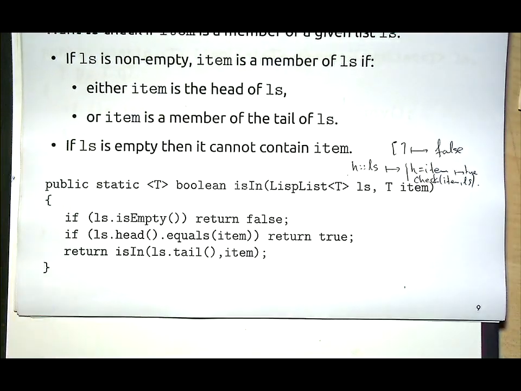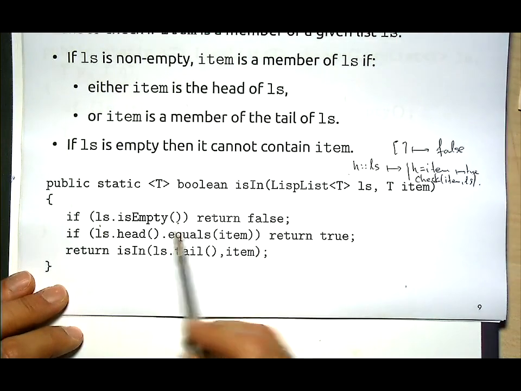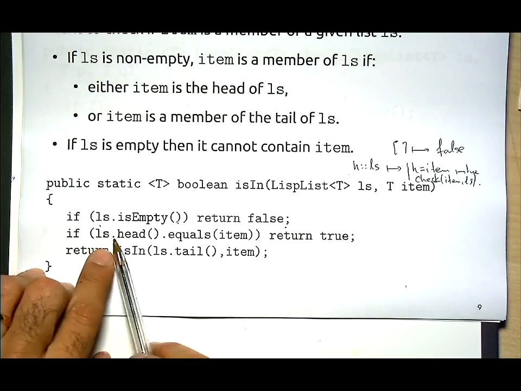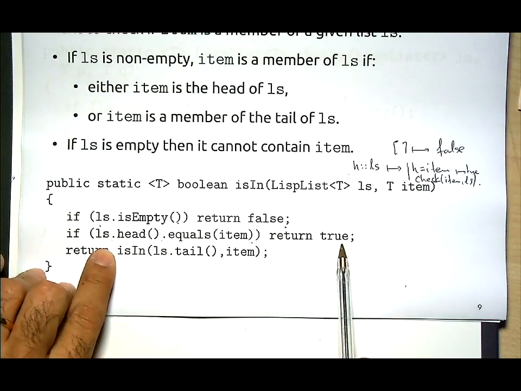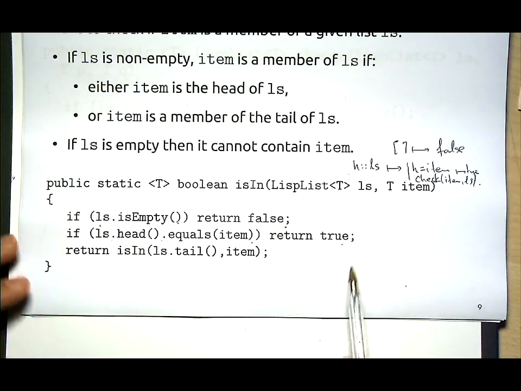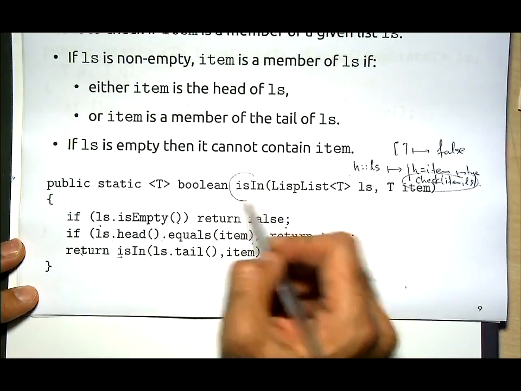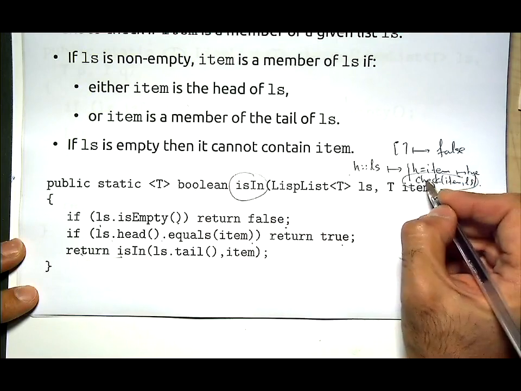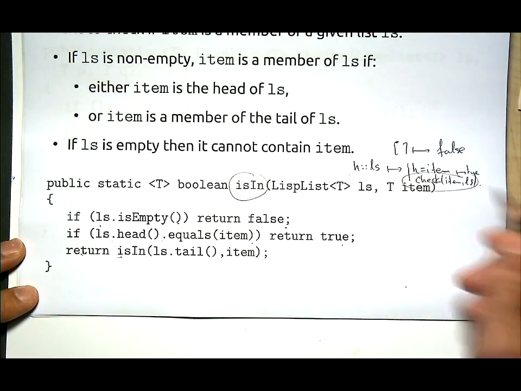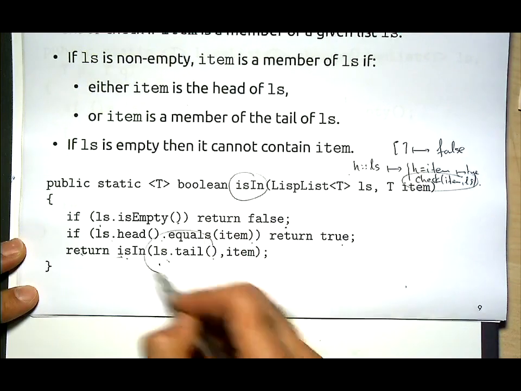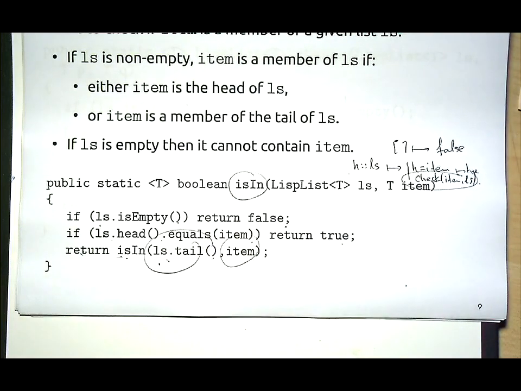And how can I implement this? Well, as follows. If the list is empty, I return false. Otherwise, if the head equals the item, I return true. If that is not the case, then I'm here, I have to do recursion. I should have written is in, not check. Anyway, is in, and now check the tail for the item. Okay?